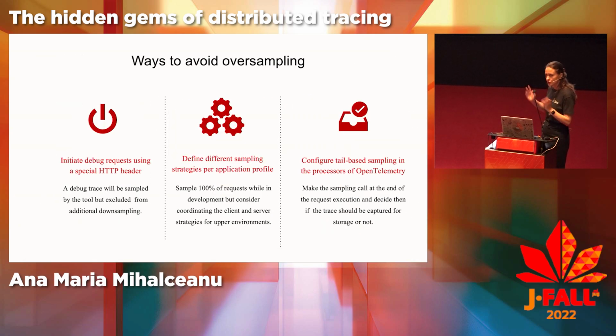Those being said, just to summarize, the ways to avoid oversampling: first, by using the debug requests, using the special HTTP header. Using that, you're avoiding oversampling and just getting too many samples. Secondly, you should use a sampling strategy per your application profile. In dev, you can sample everything, but in production, you shouldn't sample everything. You need only the necessary things that give you information about how your system is performing. And thirdly, tail-based sampling is great, and when you are juggling with it in OpenTelemetry, it can get you even more fine-tuned information about your system without collecting everything.